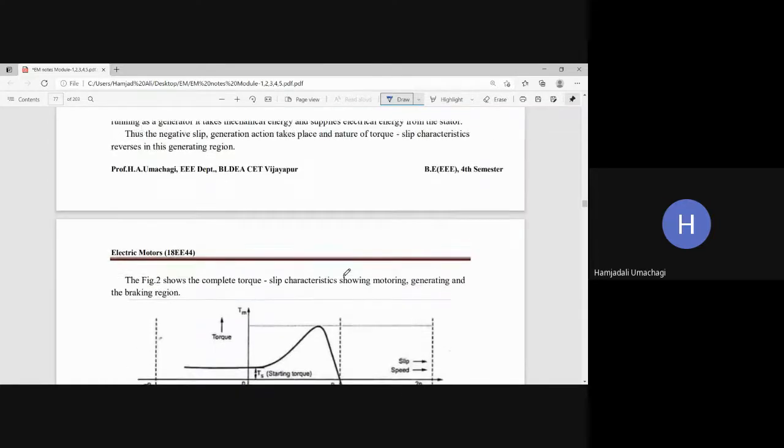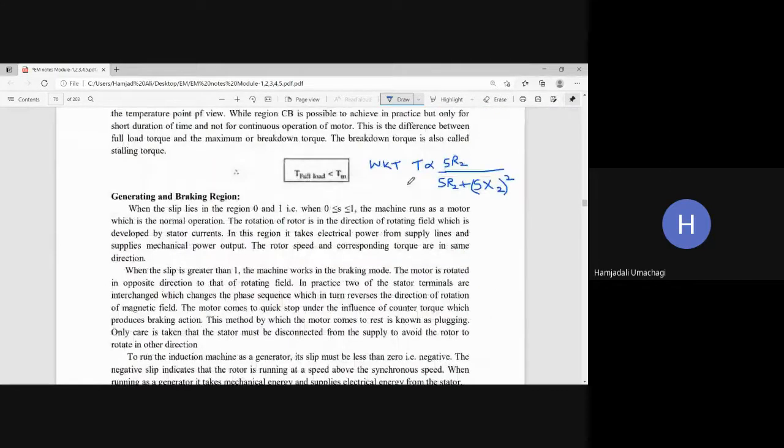To explain this graph, we know that torque is directly proportional to sR2 divided by (R2 squared plus (sX2) squared). So this is the torque equation of the three-phase induction motor. Now let us see the three regions, that is motoring region, generating region and braking region, one by one. This is the explanation part now. But before explaining, you should write this formula. After drawing the torque slip characteristics graph, you should write this torque equation. And using this torque equation, let us see the explanation now.